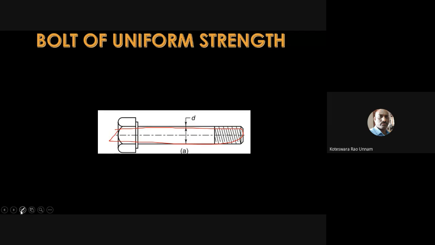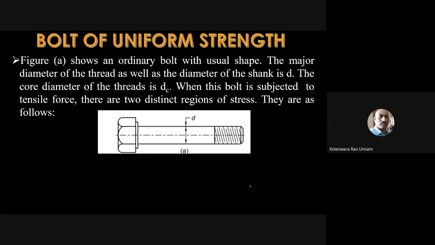So for that we'll see some of the points on how we can make the bolt have uniform strength in these slides. Figure A shows an ordinary bolt with the usual shape, like I already told, generally the shape of the bolt will be like this only. The major diameter of the thread as well as the diameter of the shank is D. The core diameter of the thread is DC.